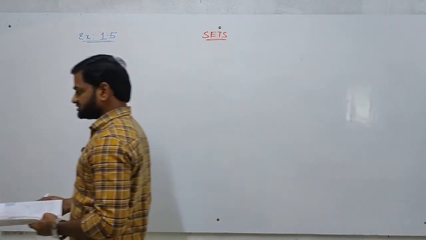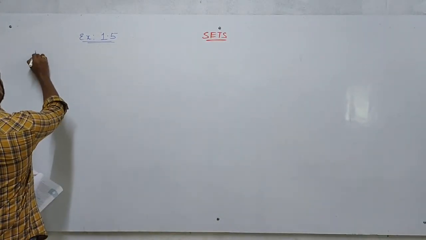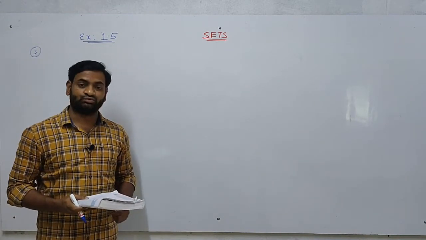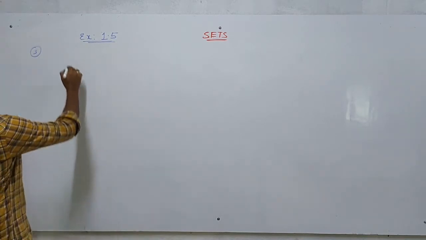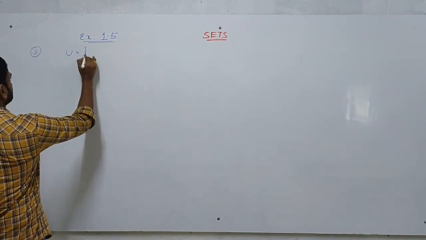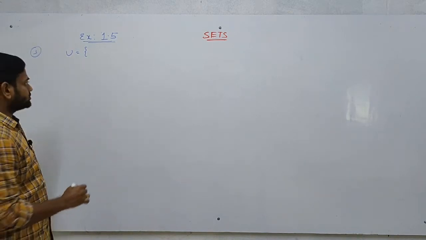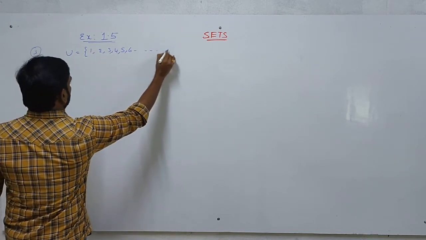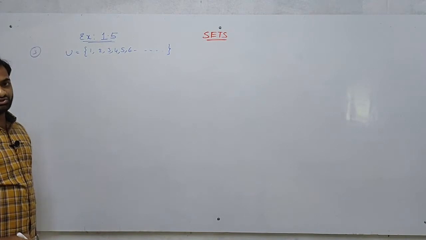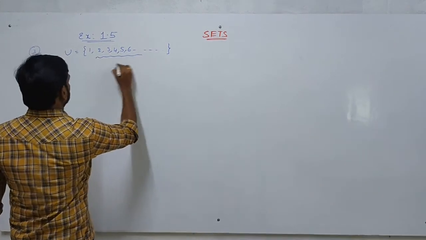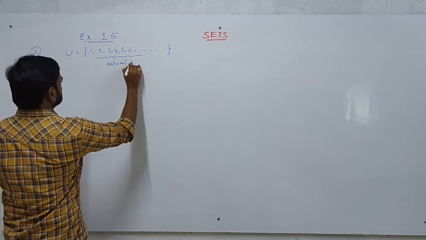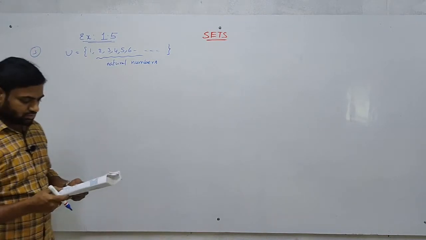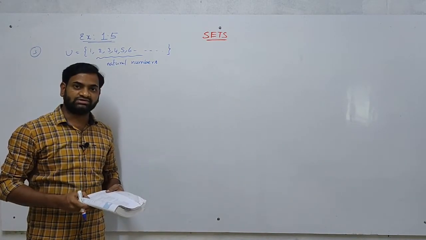Come to the next problem, third one. Taking the set of natural numbers as universal set. So now what is the U? The set of all natural numbers. What are natural numbers? 1, 2, 3, 4, 5, 6 and so on. All natural numbers. These are natural numbers. It is clear.